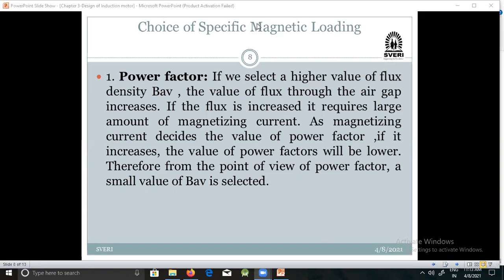It's a crystal clear rule that whenever we select a high value of flux density, the value of flux is going to increase. And if flux increases, it will increase the amount of magnetizing current, and the magnetizing current is responsible for deciding the value of power factor. So if magnetizing current increases, the power factor is obviously going to decrease.